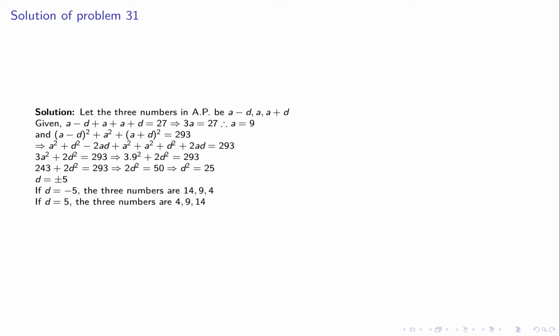Now the sum of squares is 293, which is a minus d whole square plus a square plus a plus d whole square equal to 293. We expand the squares and cancel out 2ad, which gives us 3a square plus 2d square is equal to 293. We substitute a equals 9, which gives us 3 into 9 square, which is 243. So 243 plus 2d square is equal to 293, which gives us 2d square equal to 50, d square equal to 25, and d is plus minus 5. Now, if d is minus 5, numbers turn out to be 14, 9 and 4. Otherwise, they're 4, 9, and 14.